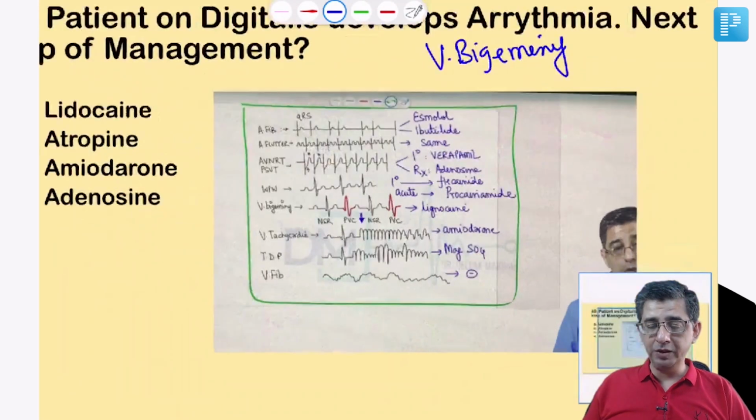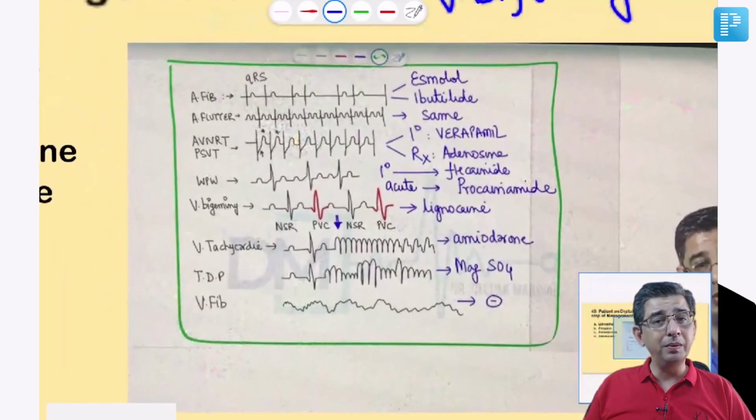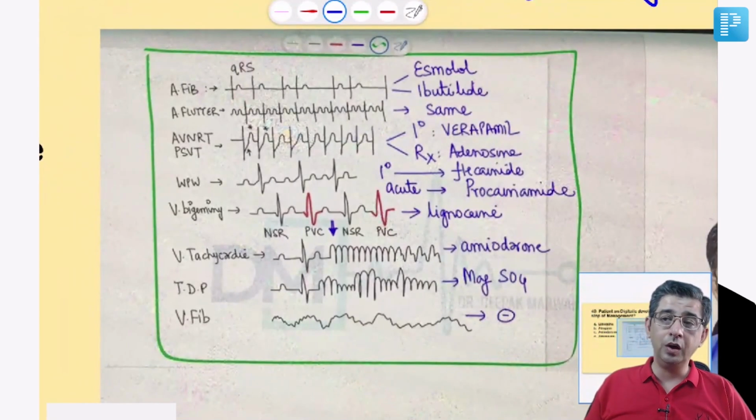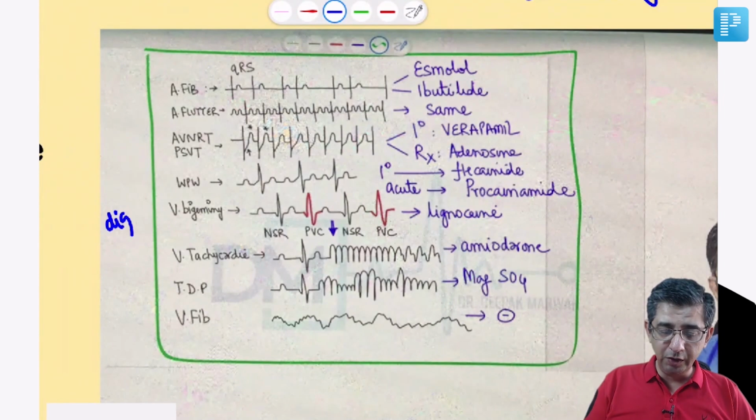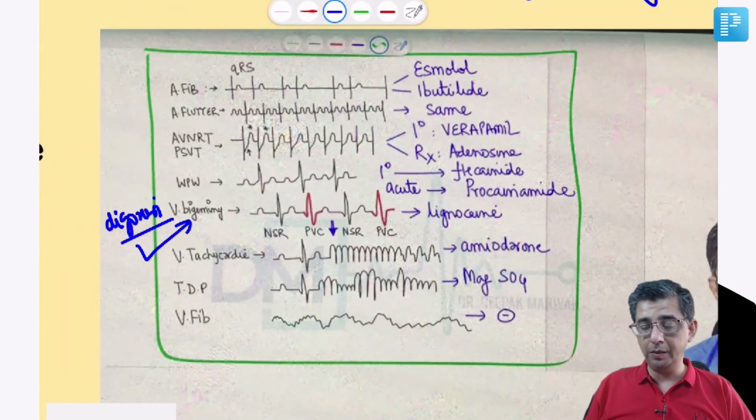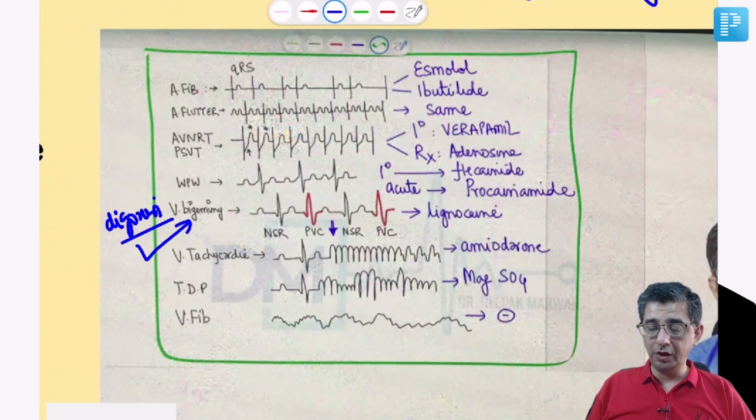This is a flowchart which is mentioned in the app, or you can hand draw this even now. Every arrhythmia and the drugs are given here. And digoxin is anyway known to cause a VB. Digitalis and digoxin variants cause VB, ventricular bigeminy. The treatment happens to be lignocaine for the patient.